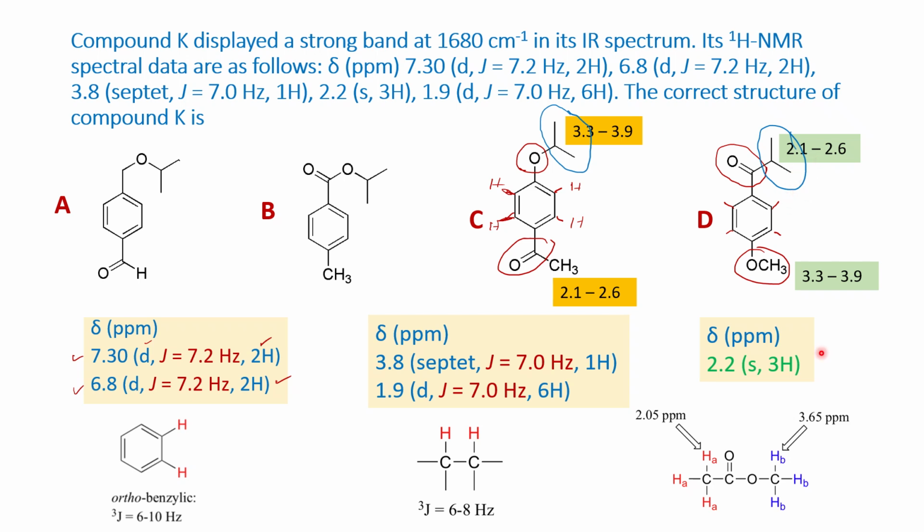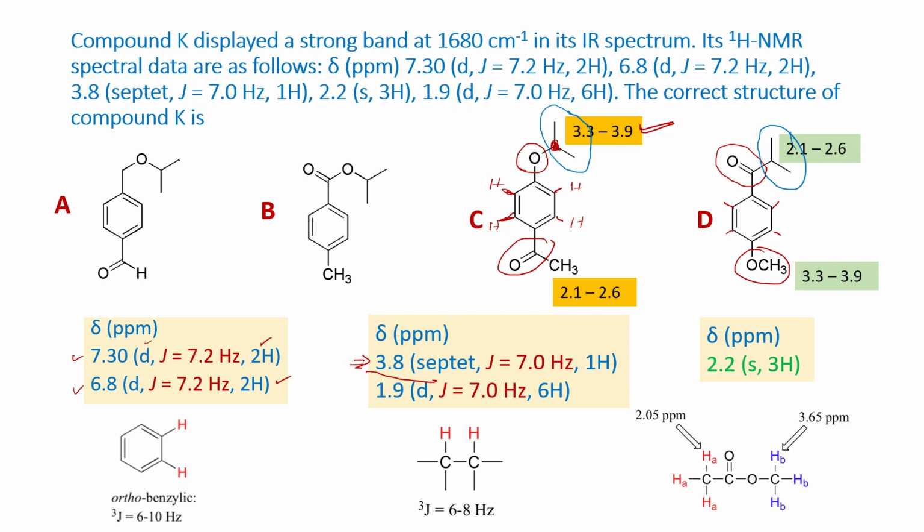So now, having understood these things, let us go back and look at these two substituents and their chemical shift values. And we see here in this particular molecule a 3.8 septet, which is due to one single proton. We can match only this structure because only here this group is next to the electronegative oxygen.